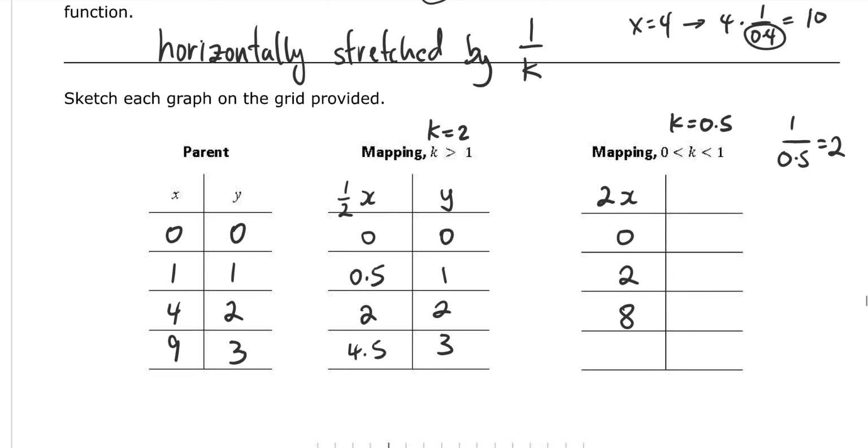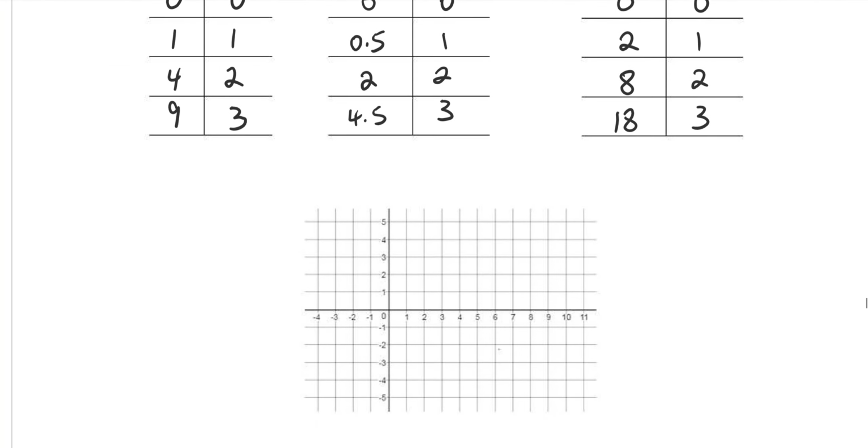4 times 2 is 8. And 9 times 2 is 18. My y values still remain the same as the parent function y value, 0, 1, 2, and 3. And now I can graph these three functions.